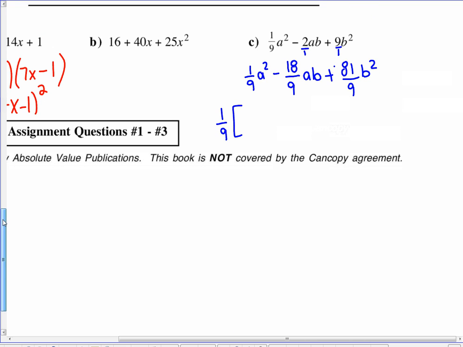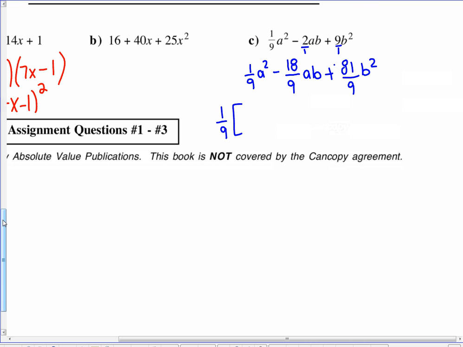So factoring out 1/9, what's left over inside the brackets? A squared, we're basically pulling out the denominator. Minus 18ab plus 81b squared. So now let's factor that trinomial. Yeah, we did this. It's been a while.